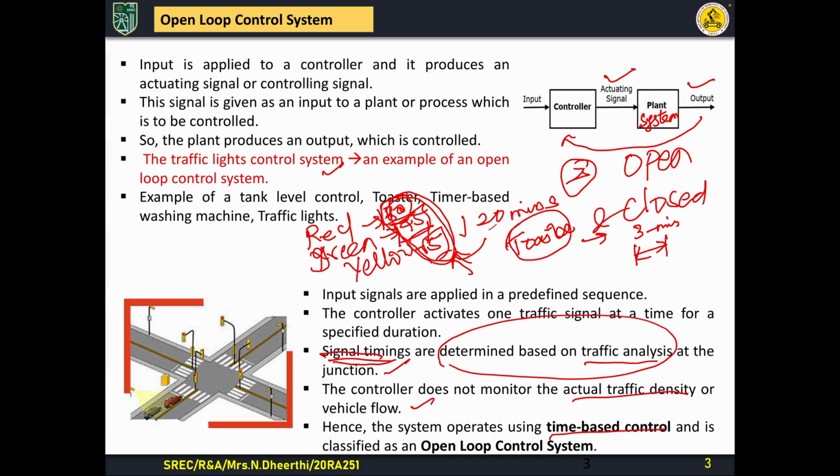The whole system operates on time. So it is an example of an open loop control system. All the red, green, and yellow lights are operated in a predefined sequence at predefined times. It doesn't get any feedback from the output, and doesn't monitor the actual traffic density or vehicle flow in real time. So it is an example of an open loop control system, right?